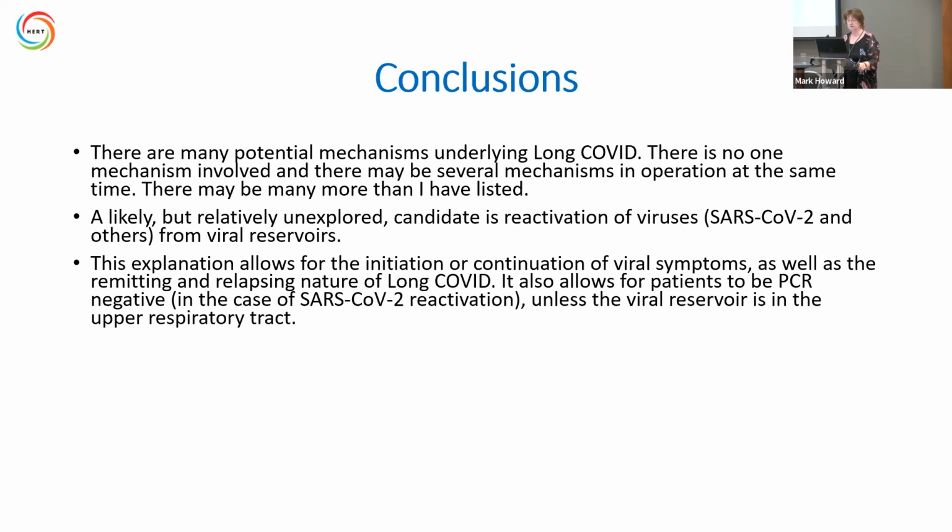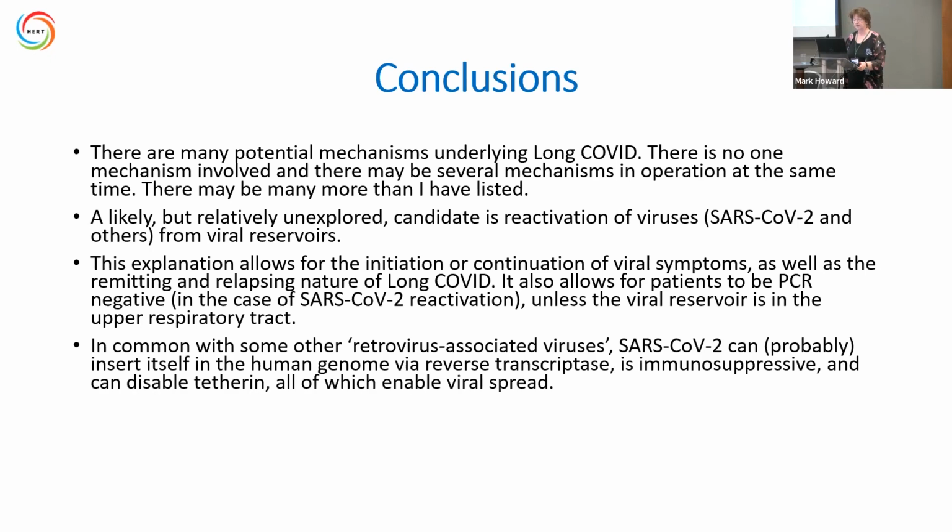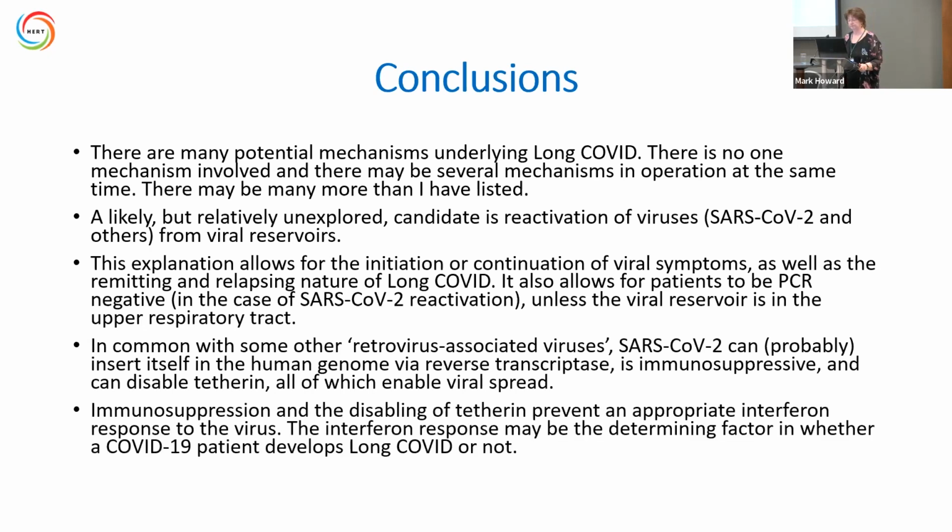It allows for patients to be PCR negative in the case of SARS-CoV-2 reactivation, unless the viral reservoir happens to be in the upper respiratory tract, which it usually isn't. So in common with some other retrovirus associated viruses, which we went through, SARS-CoV-2 can probably insert itself into the human genome via reverse transcriptase. It is immunosuppressive. It disables tetherin, all of which enable viral spread. Immunosuppression and the disabling of tetherin prevent an appropriate interferon response, and this may be the determining factor in whether a patient develops long COVID or not.